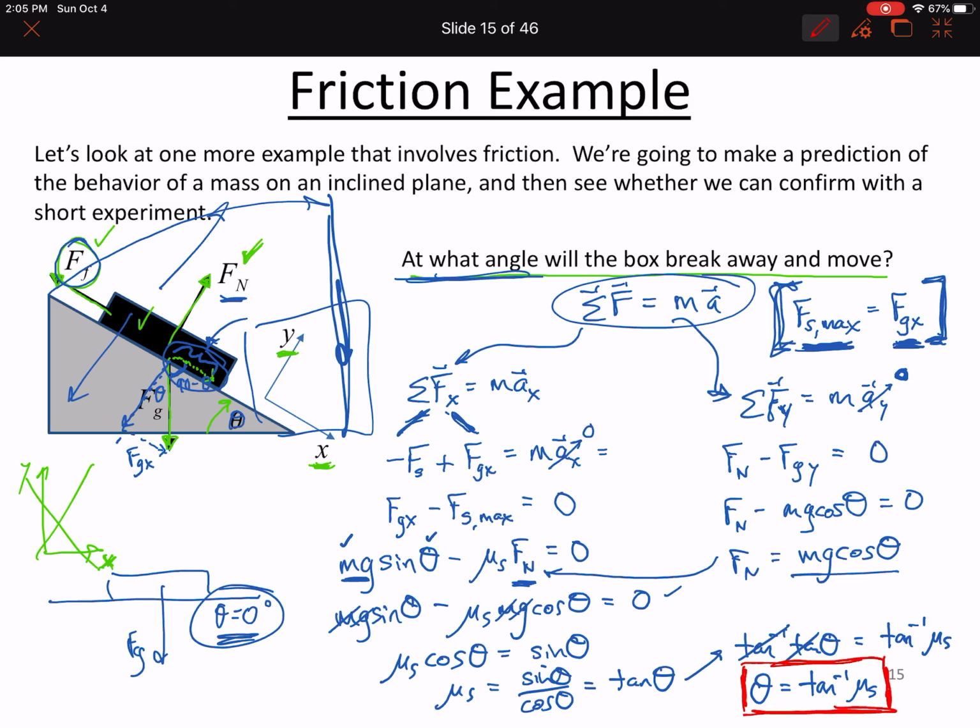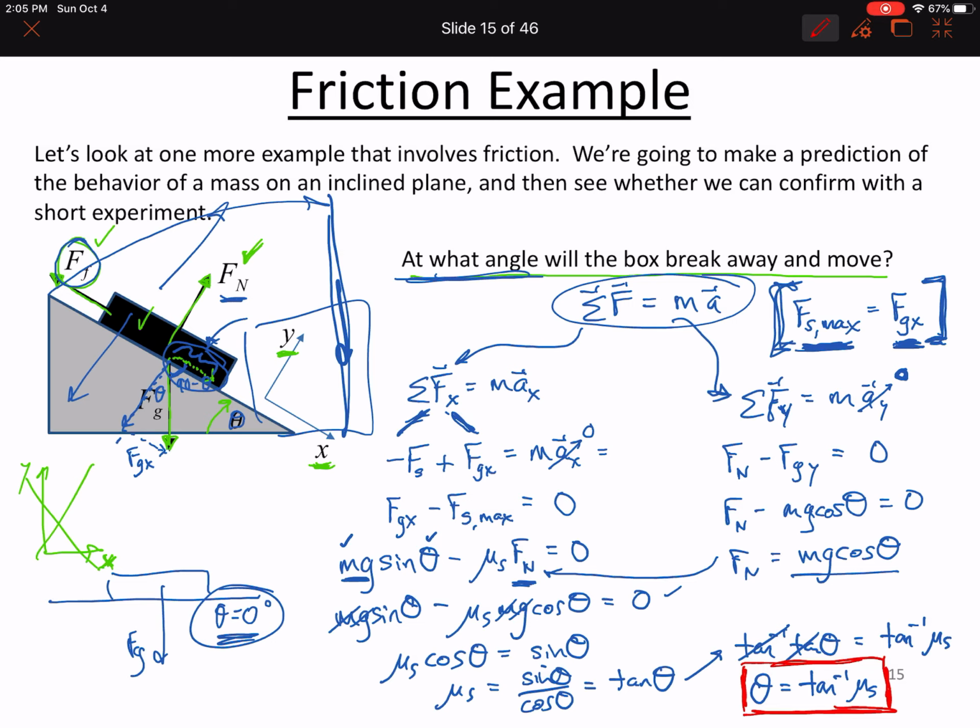the angle at which the box will break away isn't dependent on its mass. It's not dependent on g, like what planet we're on, okay? It's not dependent on anything except the static coefficient of friction between the box's material and the surface of the inclined plane.